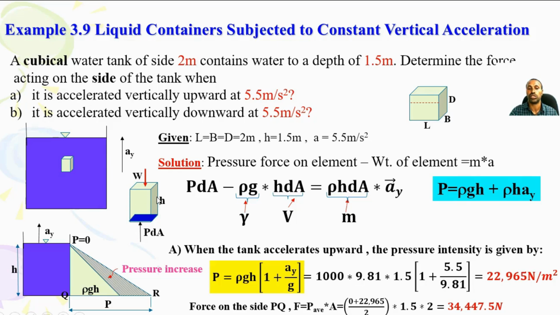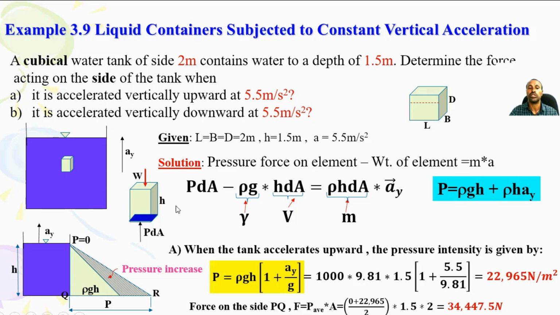If you have h distance for this element, then you have P times dA at the bottom of the fluid element, and the weight of the fluid element is going down. So pressure force on element minus weight of the element, which is W, is equal to mass times acceleration, according to Newton's second law of motion, or summation of force in y direction. Then you can equate now.